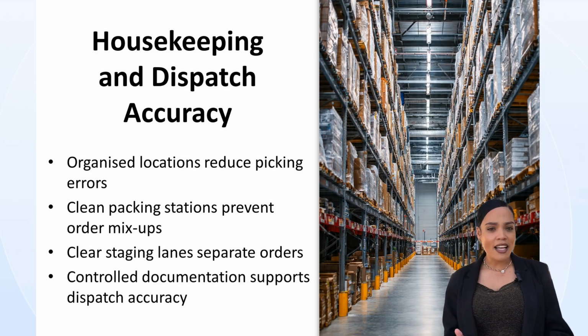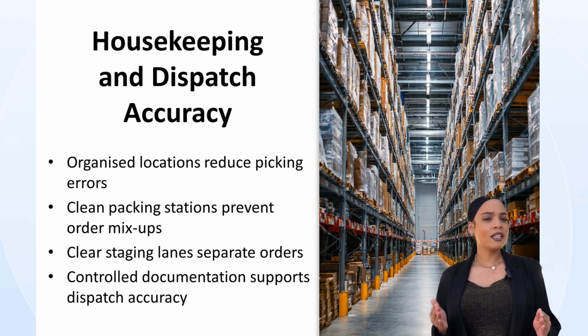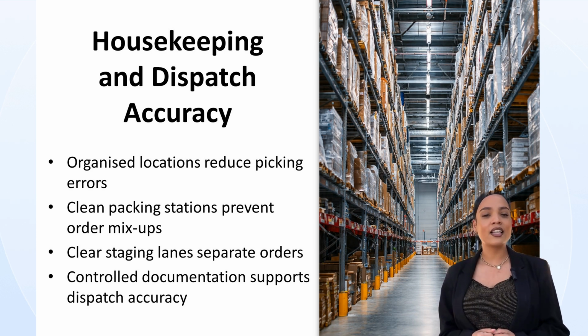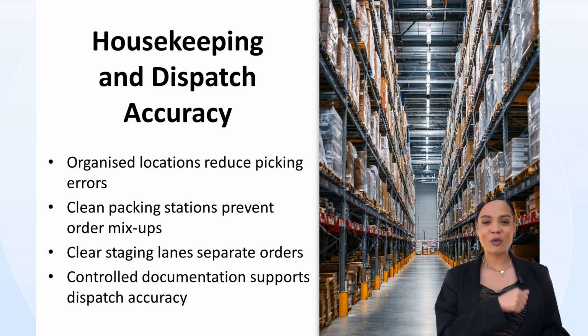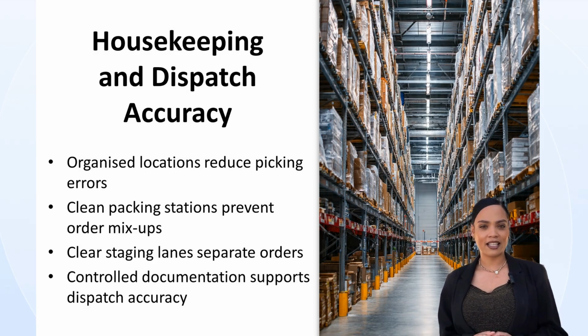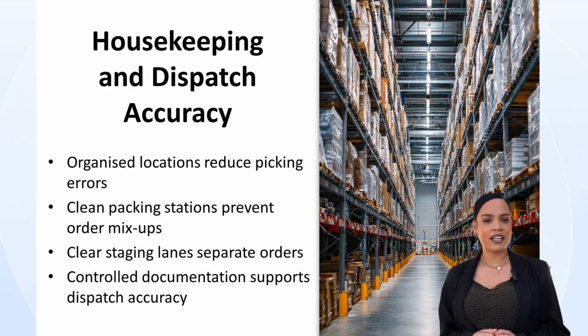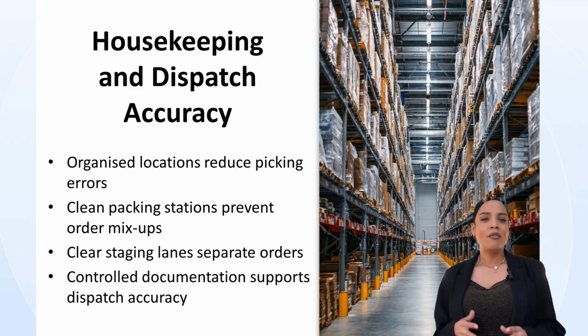2. Clean packing stations prevent wrong labeling and mixed orders. A packing station must be clear of old labels, mixed cartons, and unrelated items. If the station is messy, labels get stuck on the wrong carton, and orders get mixed. 3. Clear segregation of orders in staging lanes. Dispatch lanes should be labeled by route, customer, or delivery time. When staging is messy, one customer's stock can be loaded onto another customer's vehicle.